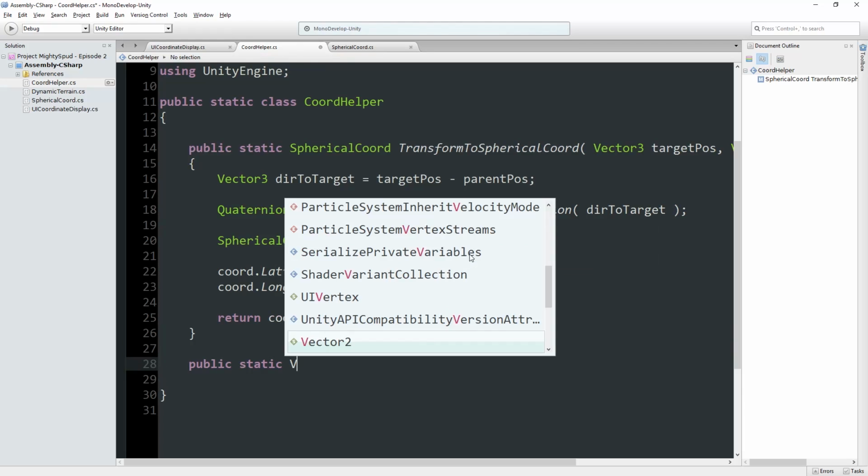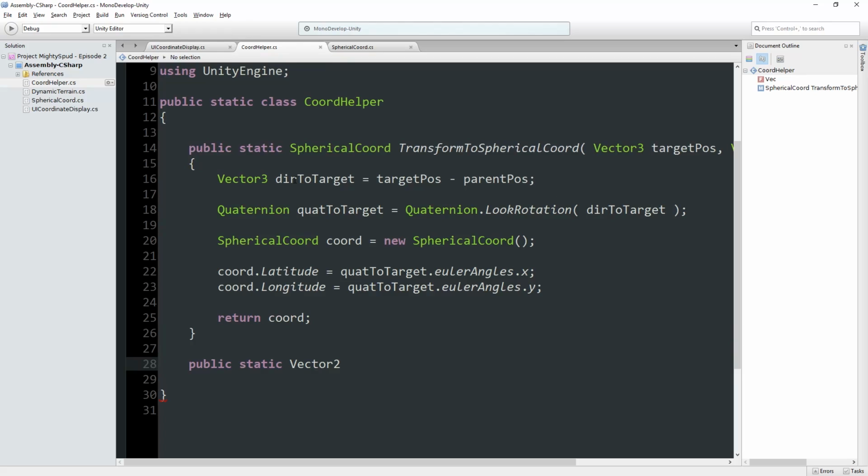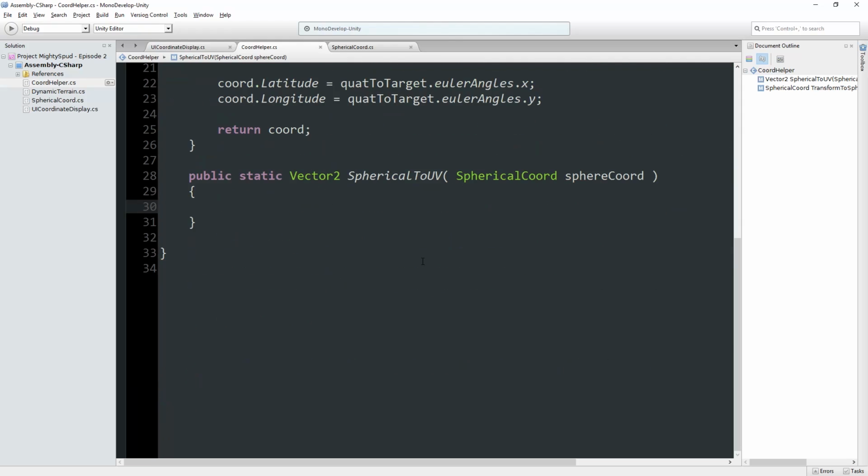So the UV, texture UV is, I guess we'll have another coordinate helper. Public static. And this I think we really can return a vector to, although for consistency, we might decide to make another, like UV coord or texture coord kind of helper. Let's just make the vector 2 for now, and we'll see. So here we're going spherical to UV, I guess. So this will require a spherical coord called sphere coord, and we'll return a vector 2, which ranges from 0 to 1.